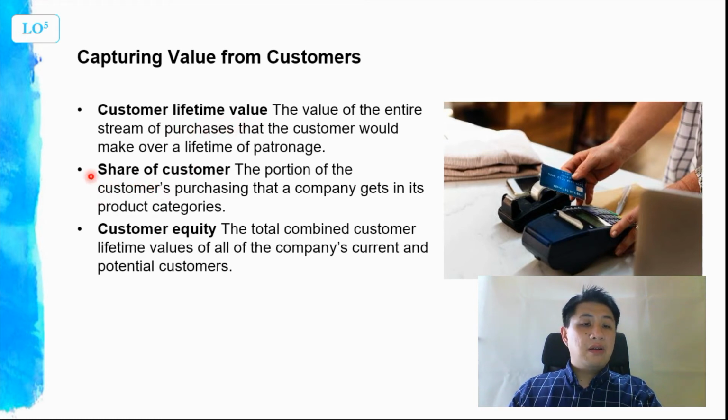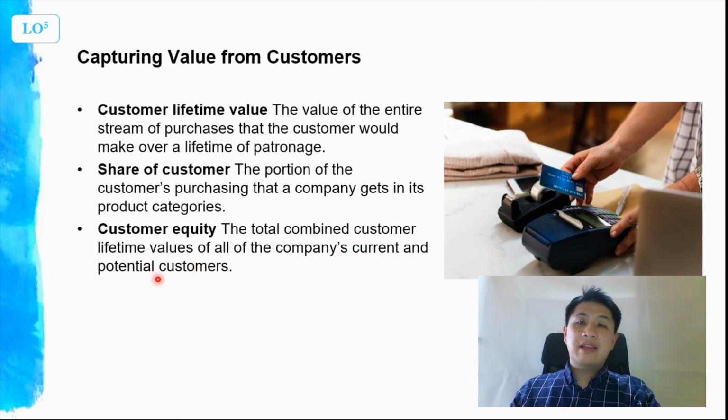Competing with others, we have what we know as share of customer, the portion of the customer's purchasing that a company gets in its product category. You go to any shopping mall, for instance, and talk about fashion, there are many brands out there. So the question for the company is, what is their share of customer? In the fashion category, how much of the customer's purchasing does the company get? Lastly, we have what we know as customer equity, the total combined customer lifetime value of all the company's current and potential customers.